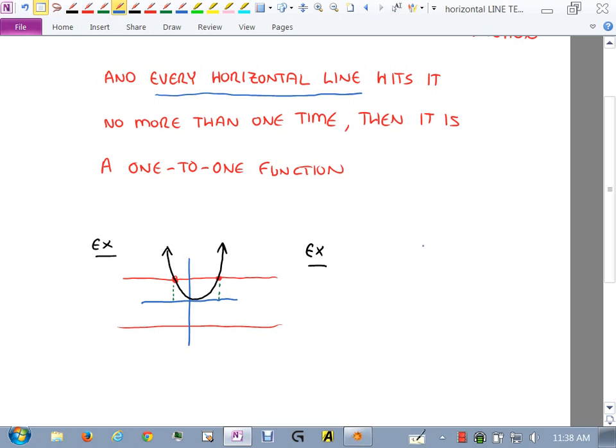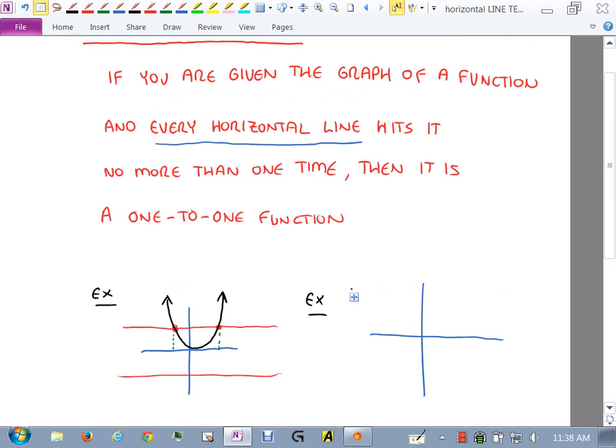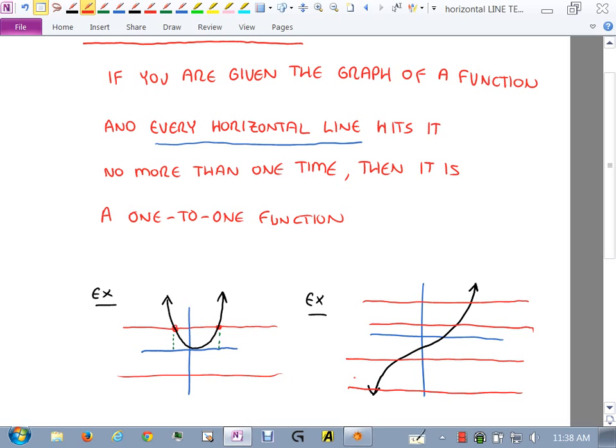Let's take a polynomial function, something like this. Is that a one-to-one function? So every horizontal line that I draw, does that hit it more than once? No, it just hits it once. Does this hit it more than once? No. Does this hit it more than once? No. Any line I draw, is it going to hit it more than one time? No. This passes the horizontal line test.